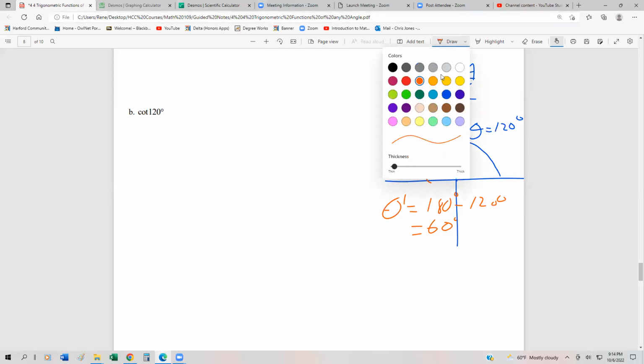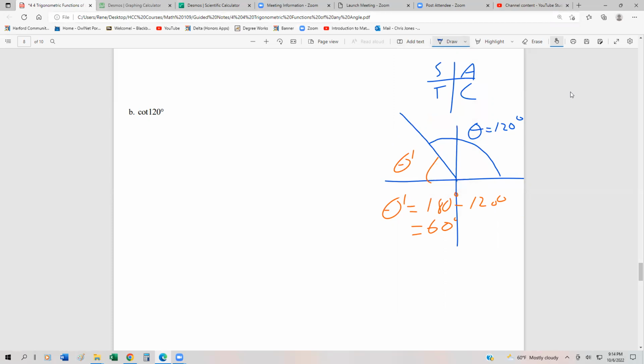What that means is that the cotangent of 120 is going to be the same as plus or minus the cotangent of 60 degrees. Now, at this point, we probably don't know the cotangent of 60 degrees from the table, but we know that the cotangent is the reciprocal. That should say reciprocal, sorry. So that's the reciprocal of the tangent of 60 degrees.